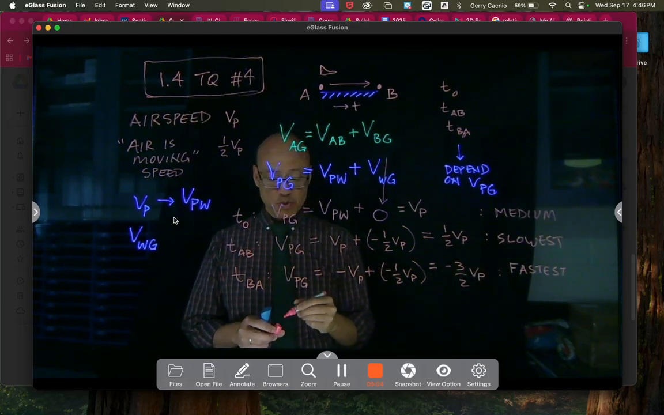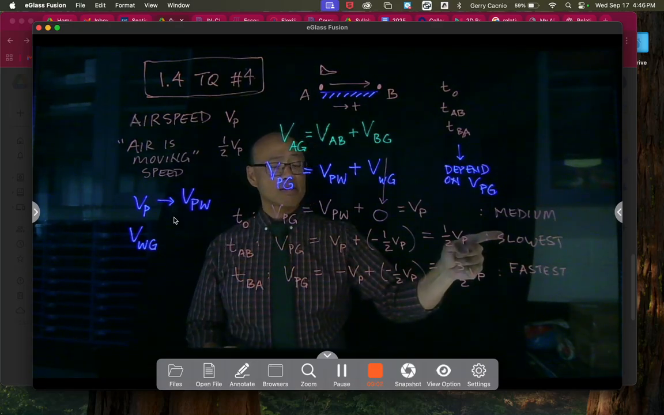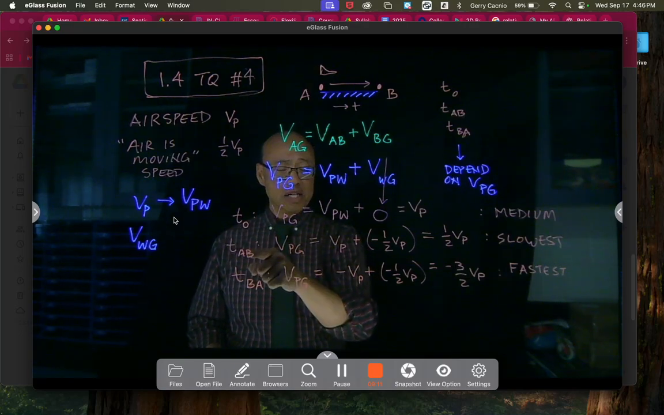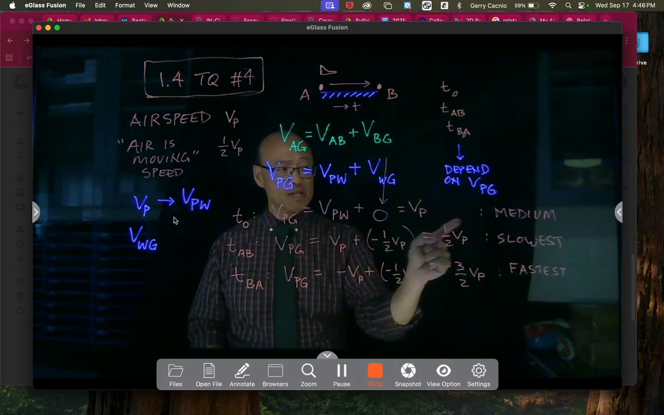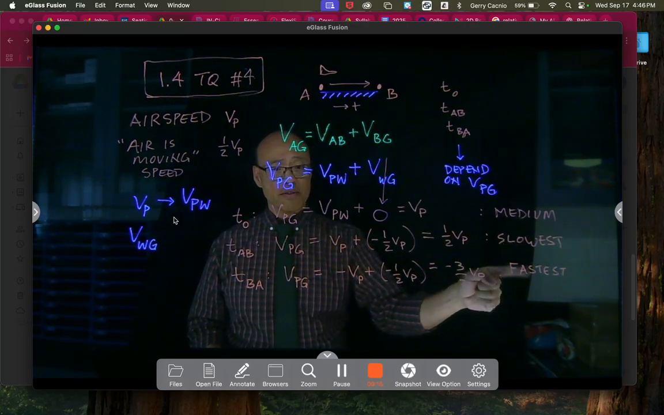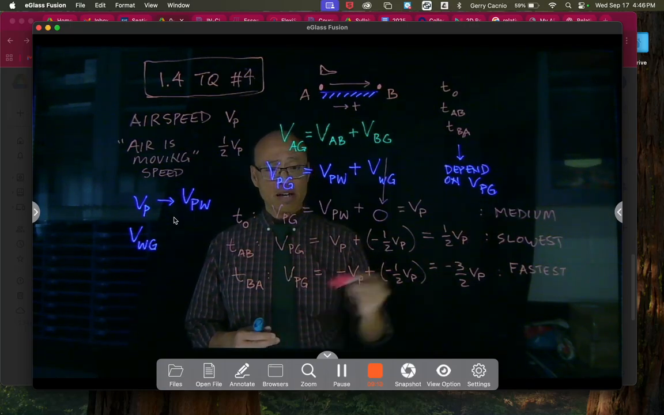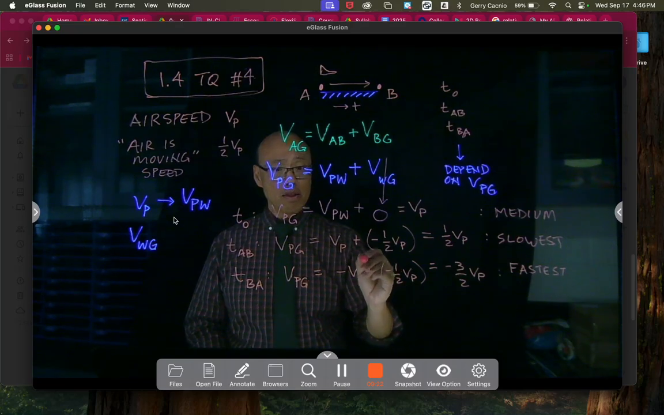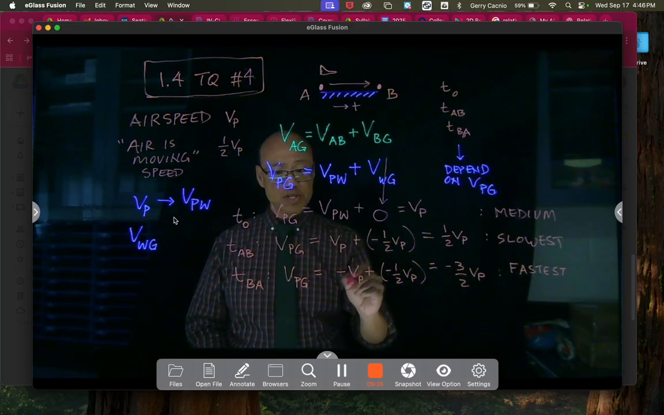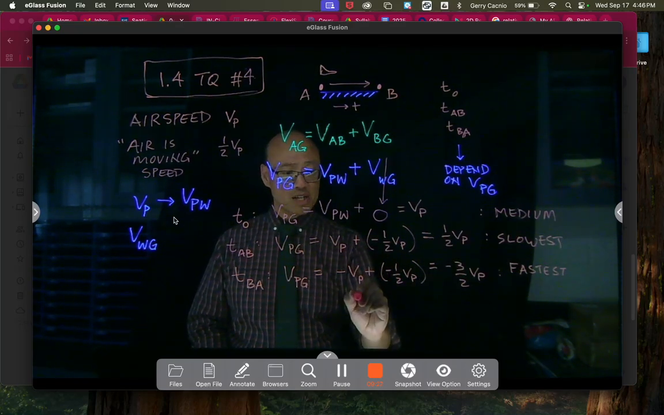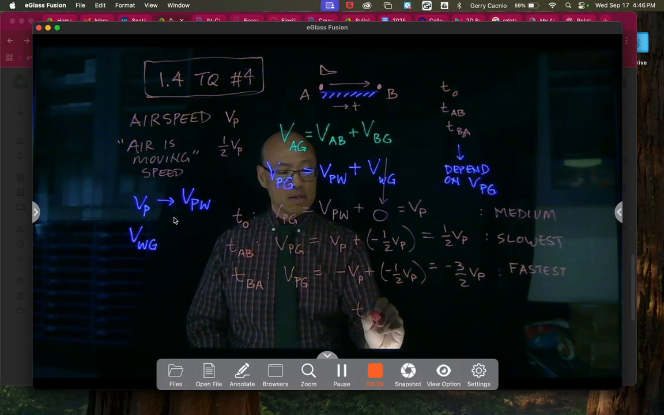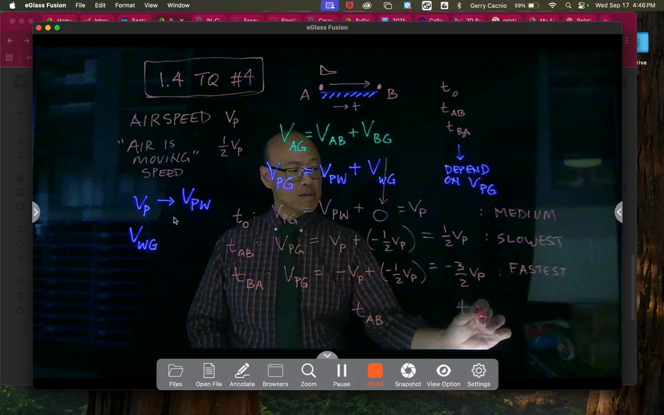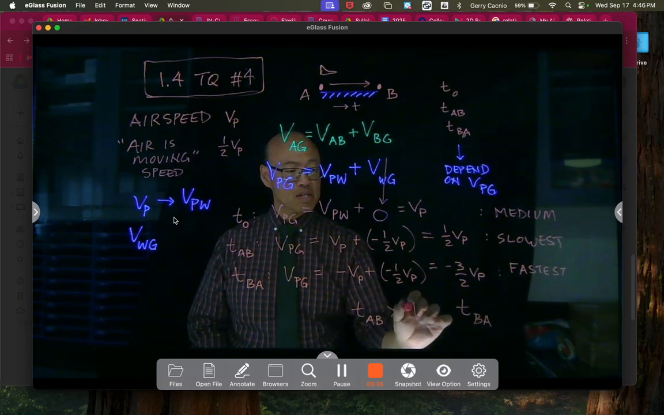So which one will take me the longest? This one. So TAB is the longest. This is going to be the biggest number because I'm moving the slowest. This is going to be the fastest, and this one's in the middle. And if you just rank them, I think the question had them in longest to shortest time. So the longest time is TAB. The shortest time is TBA. And the middle time is the middle one.